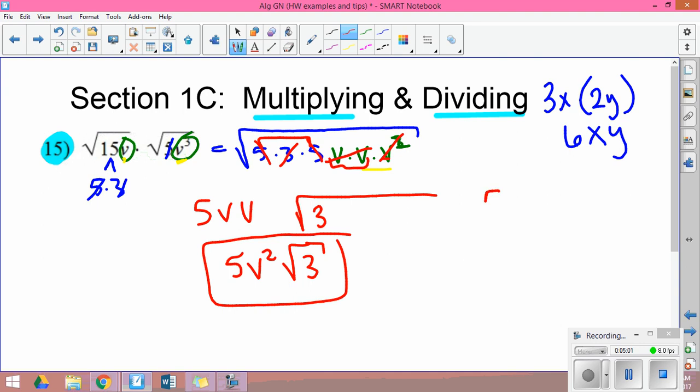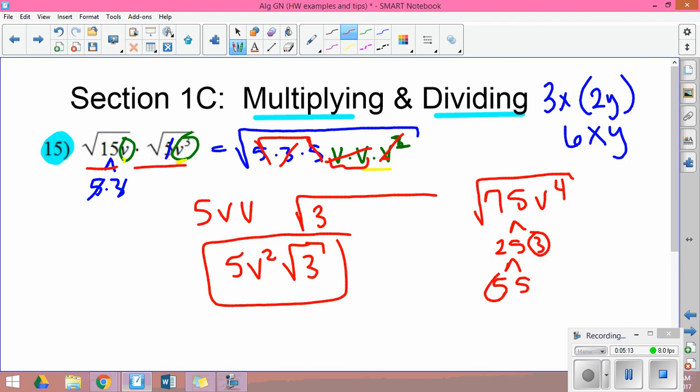Had you multiplied it to 75, v to the fourth under the radical, if you multiplied both of these together, you would get the same answer because you're going to have 25 times 3, and you're going to have 5 times 5, and then this will split into v squared and v squared. It's just if we can avoid working with those bigger numbers to multiply and have to factor, and just go ahead and factor the two smaller numbers, it goes a little bit quicker.